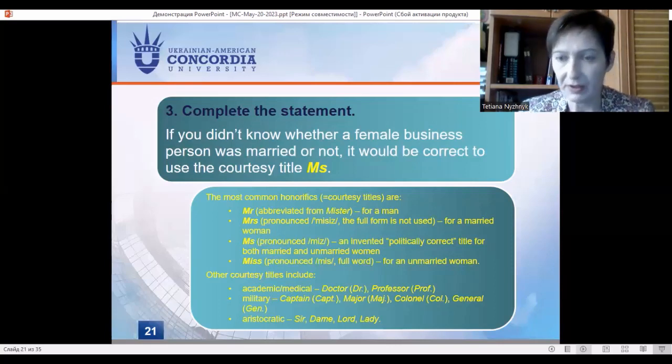The courtesy title will include academic titles, military titles, and probably aristocratic titles. Academic or medical titles will be the most common, especially at school or at university. Like, if you know that a person does have a scientific degree or an academic degree, then you will probably use Dr. or Prof.